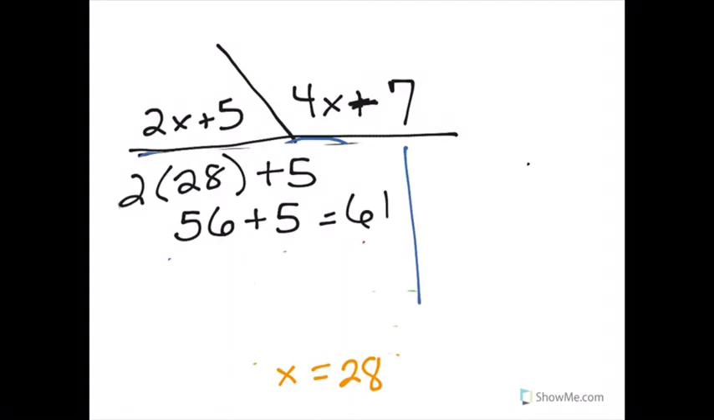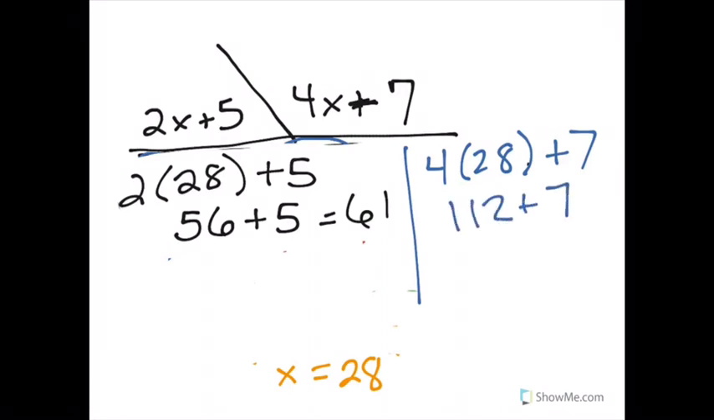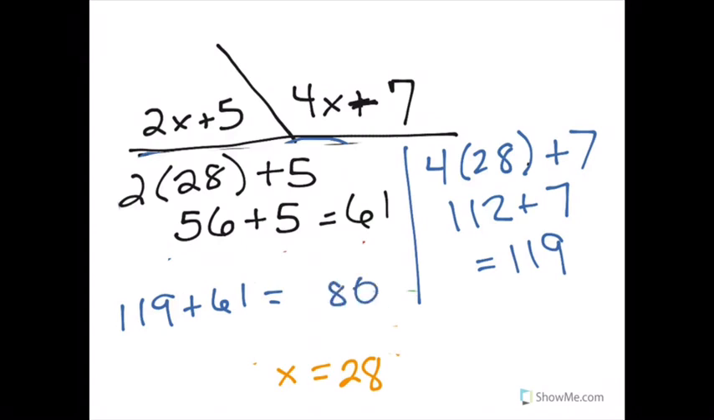On the other side, we have 4 times 28 plus 7. And 4 times 28 is going to give us 112 plus our 7 equals 119. When we take 119 and add it to the 61, we should get 180, which we do.